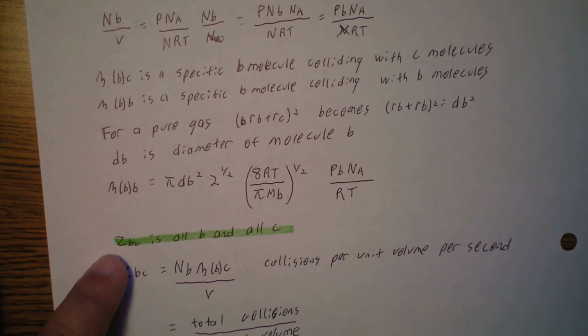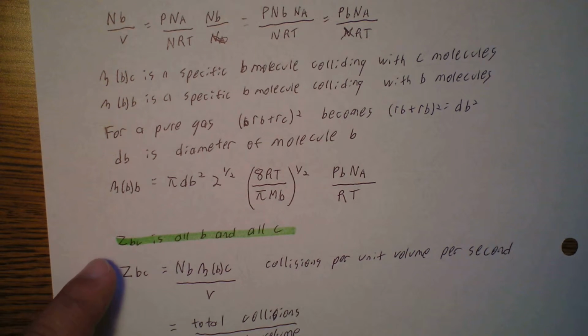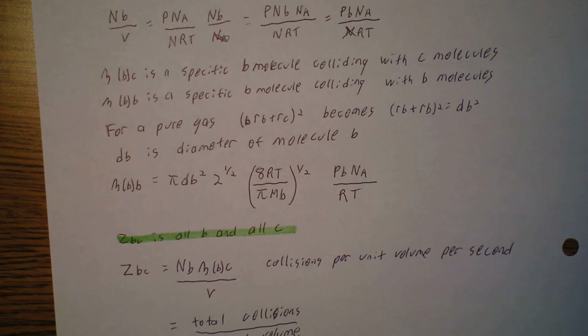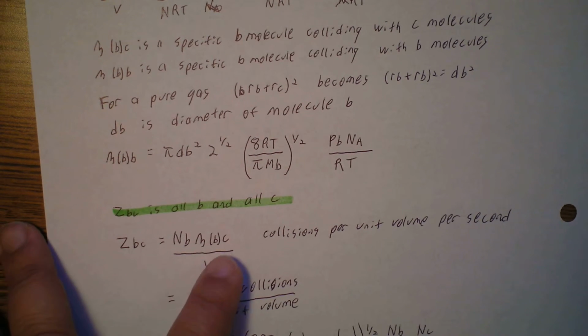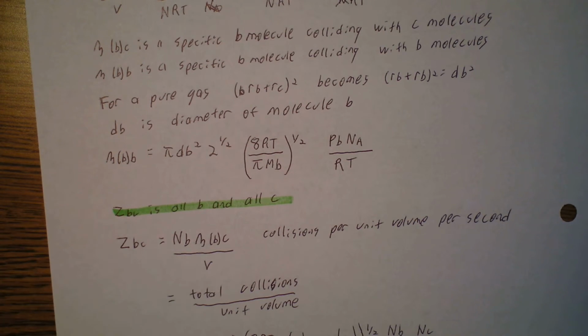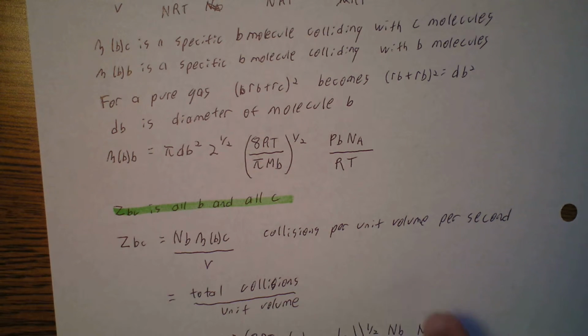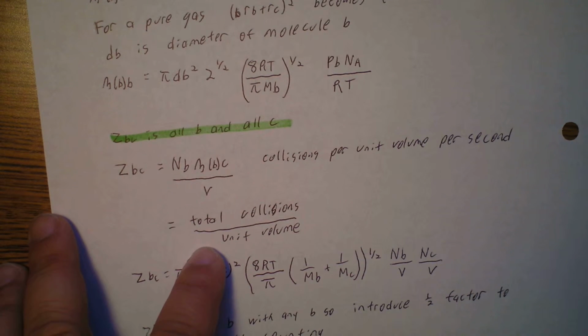But remember, ZBC, this is capital Z now, that's going to be all B molecules and all C molecules. ZBC is going to be the number of molecules of B times this lowercase ZBC divided by the volume. So that's going to be collisions per unit volume per second. And that's going to be the total collisions per unit volume.